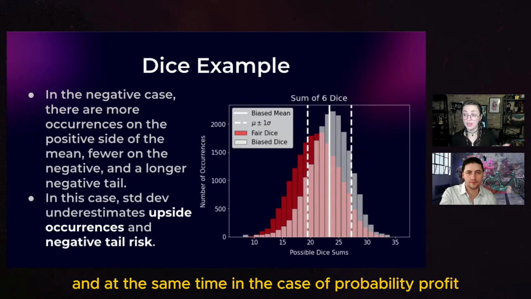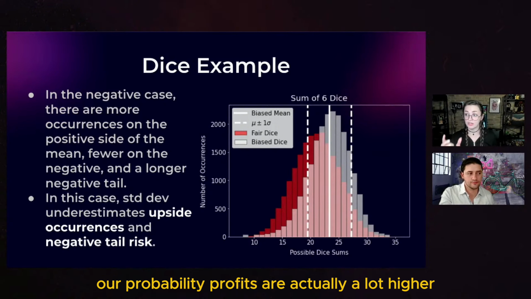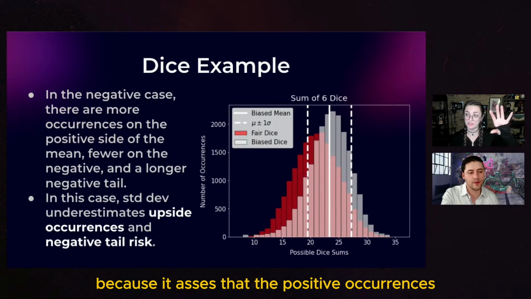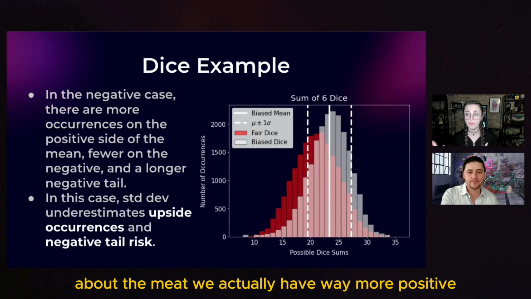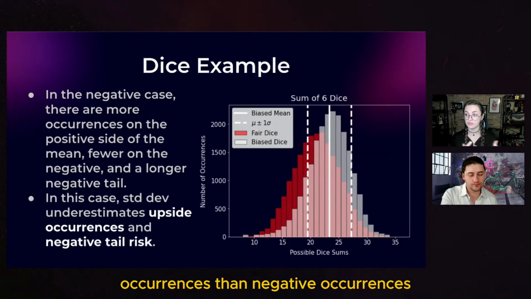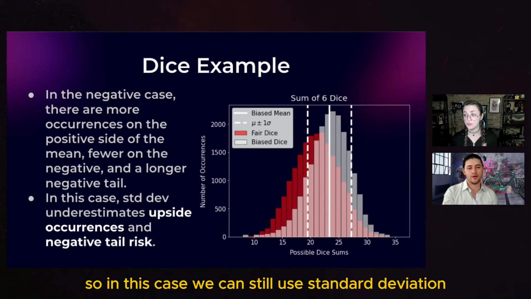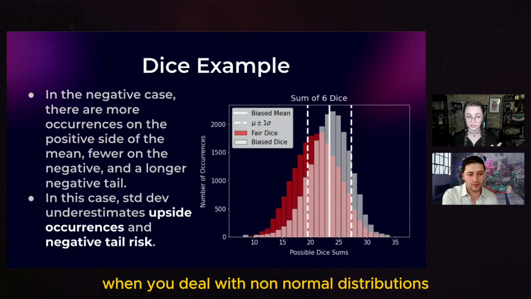And then at the same time, in the case of probability of profit, like in our case of short options, our probabilities of profit are actually a lot higher than the standard deviation would imply, because it assumes that the positive occurrences and the negative occurrences are symmetric about the mean. We actually have way more positive occurrences than negative occurrences when we deal with skew in the example of short options. So in this case, we can still use standard deviation, but we need to be mindful about the drawbacks when you deal with non-normal distributions.